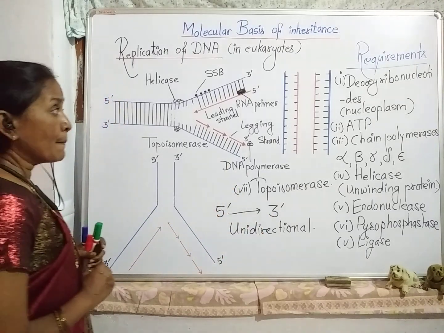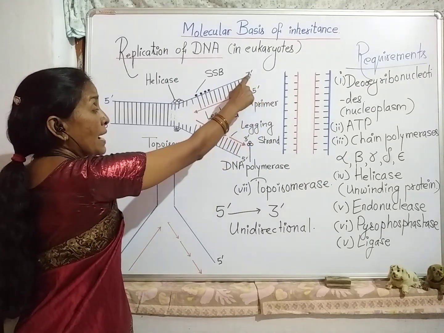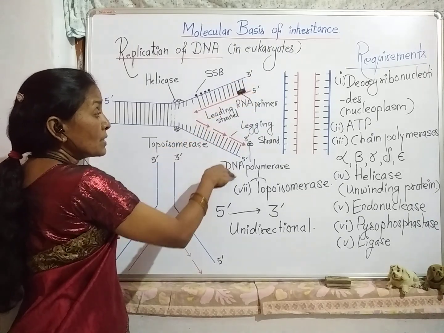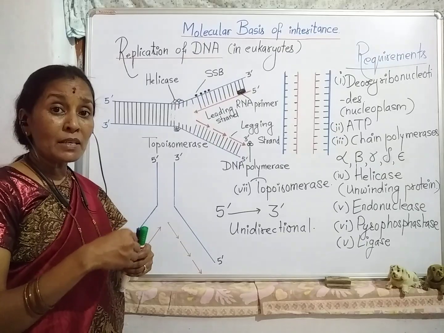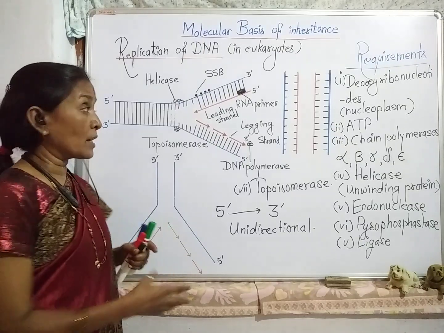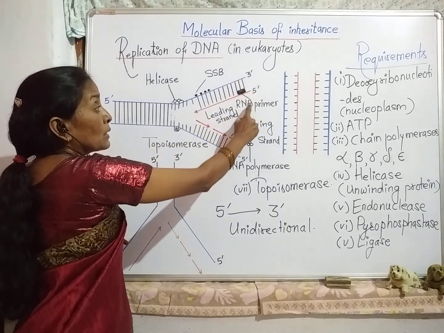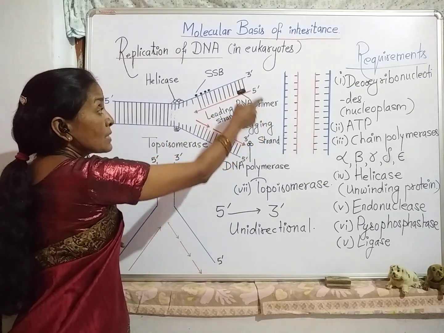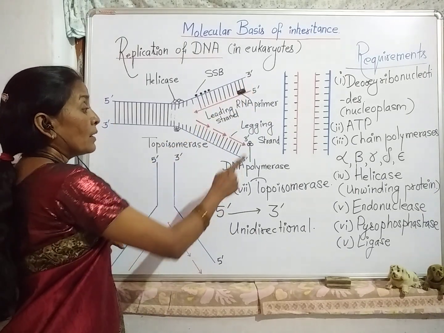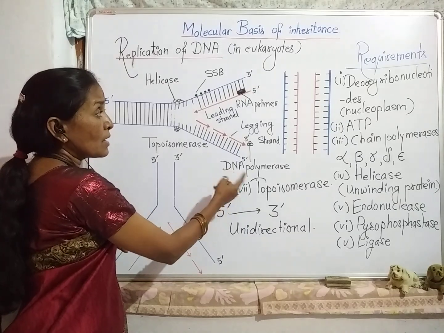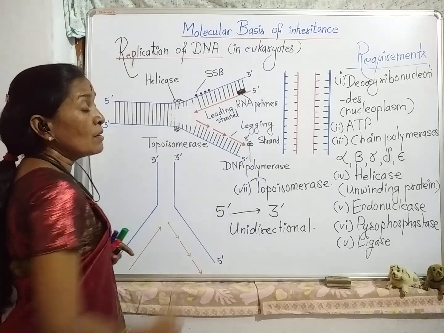So once the RNA primer gets synthesized at the 3' end, both the strands of DNA act as a template. Template means साचा, जिसमें कोई copy की जाए. So both the strands act as a template. Once the RNA primer gets synthesized at the 3' end, the DNA polymerase is attached to it and starts up the process.